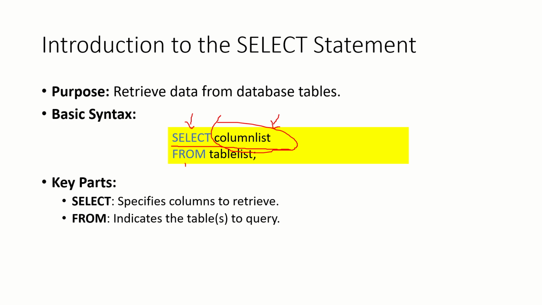Okay, so here we have the from clause. That means which table you're trying to get the data from. Again, here is the table list. That means you can get the data from multiple tables or one table.